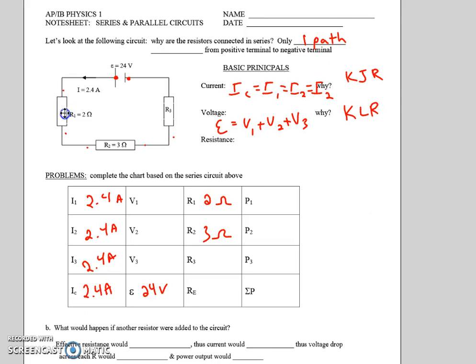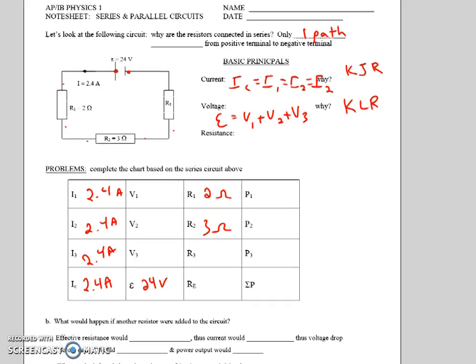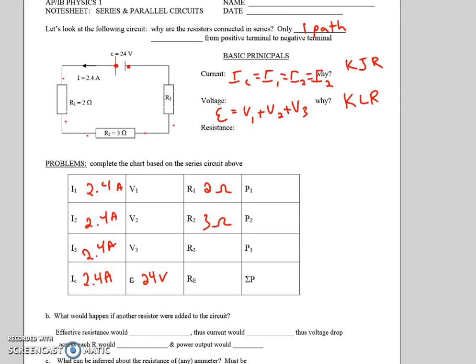So we can figure out the voltage drops across each one if we know their resistances. If R1 has a resistance of 2 ohms and the current is 2.4 amps, then we can multiply the two and we see that there's a 4.8 volt drop here out of the 24. For R2, it's simply 3 times 2.4, which is going to be 7.2 volts.